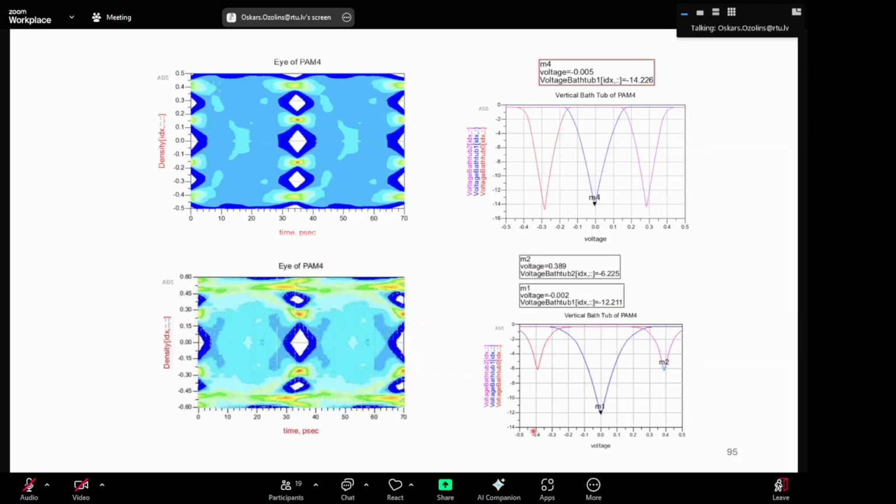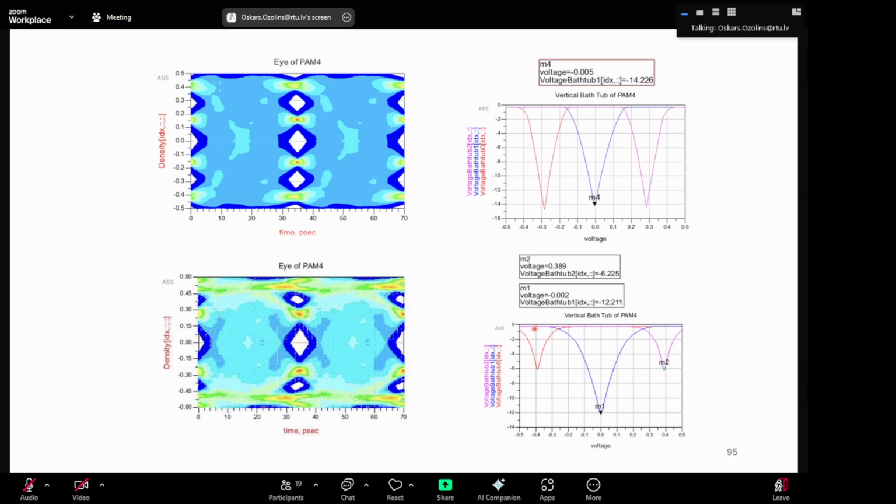Then there were also other things which can be problems with these kinds of signals. One potential problem is that these eye openings cannot have equal levels. Then you start to get a nonlinear distribution of your four signal levels. If you measure the eye openings, in this case you can already see that this eye is smaller than this one.